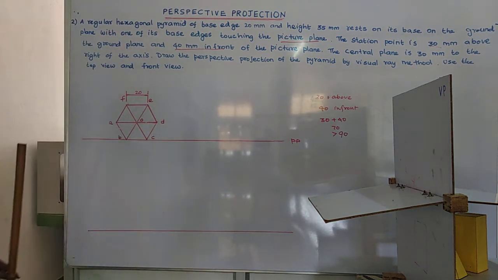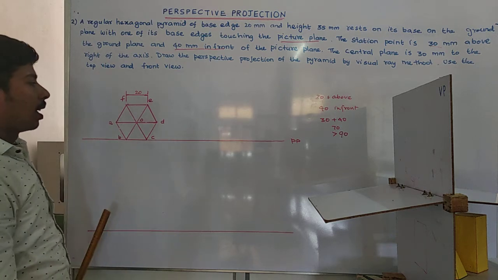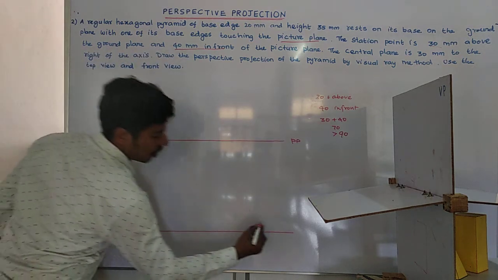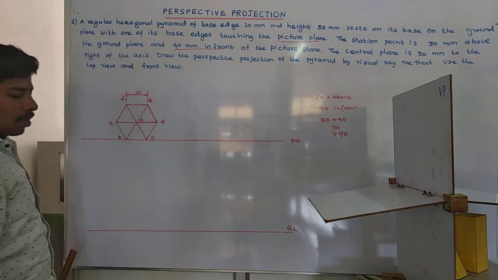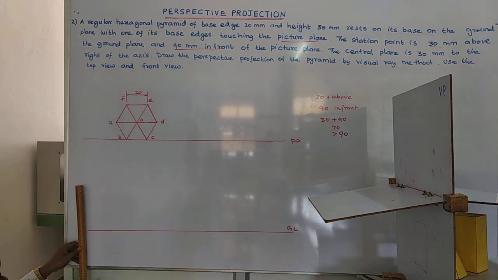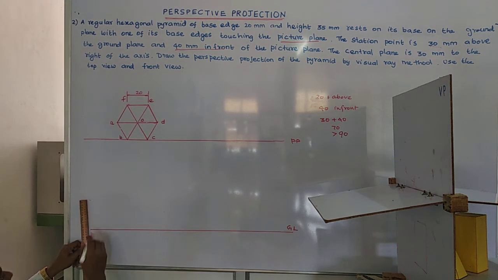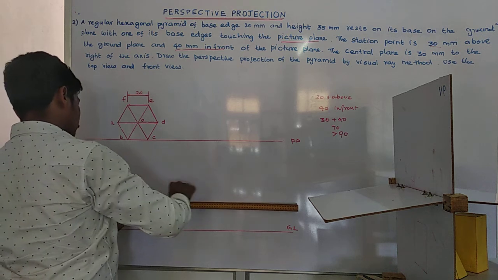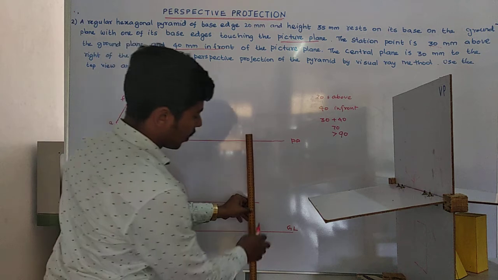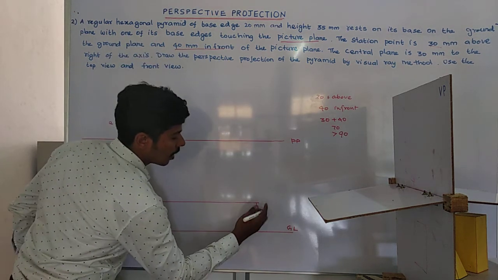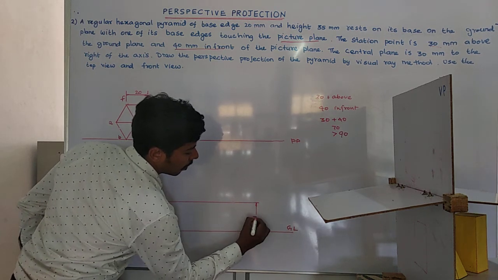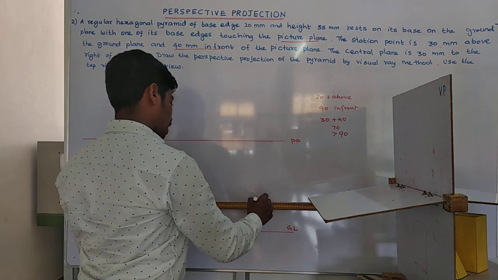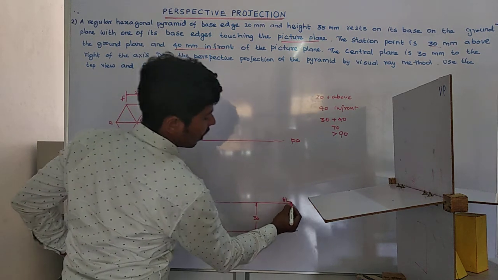So I take more than 90. Then how much above? 30 above the ground line. This is the ground line, GL. So the above dimension is 30 mm above. This line is the horizontal line, HL.